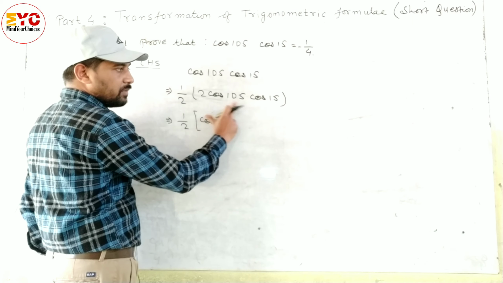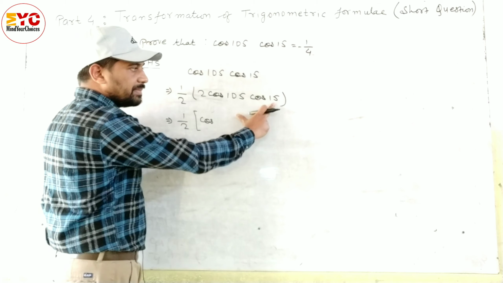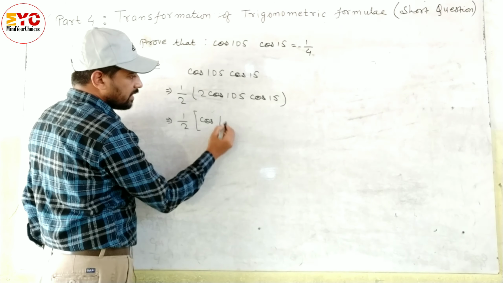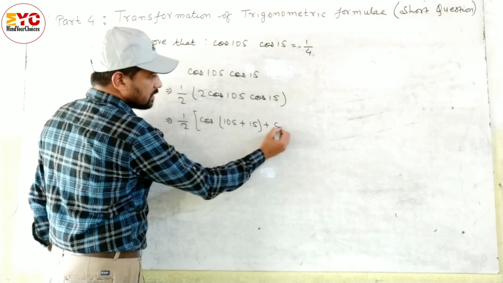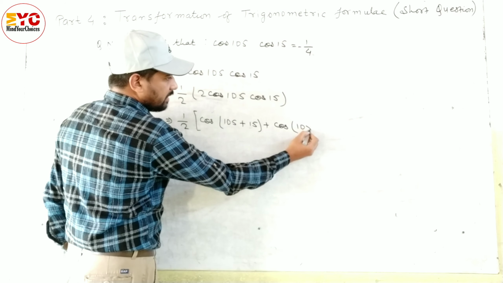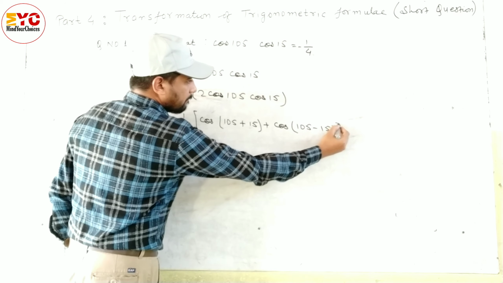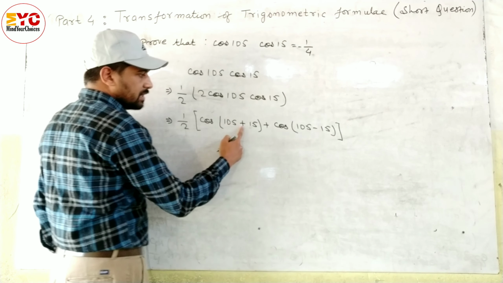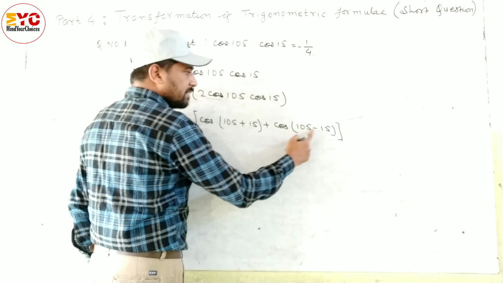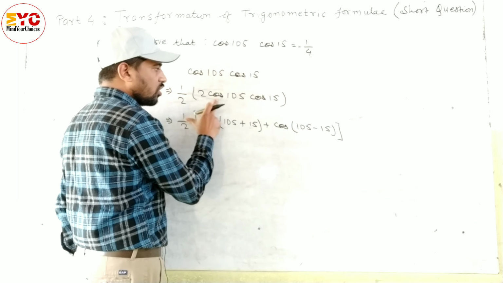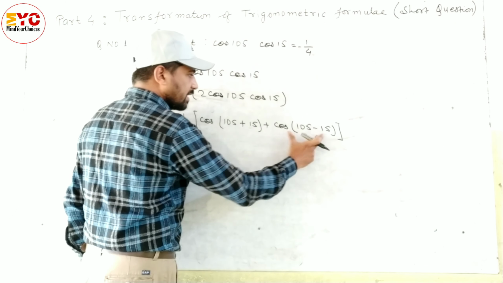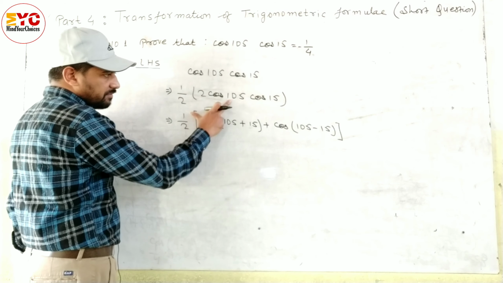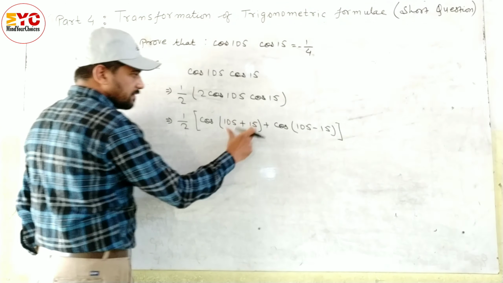In the place of A, what is here? 105, and in the place of B here is 15. So we can write here 105 plus 15 plus cos 105 minus 15. Look at here, cos A plus B plus cos A minus B. Formula of 2 cos A cos B is cos A plus B plus cos A minus B. In the place of A, 105, in the place of B, 15.